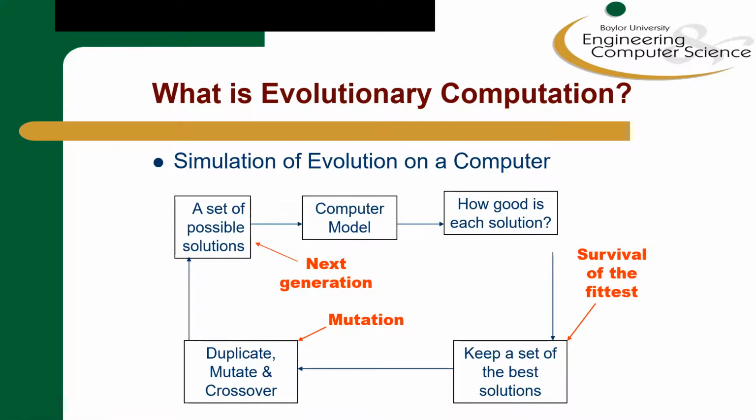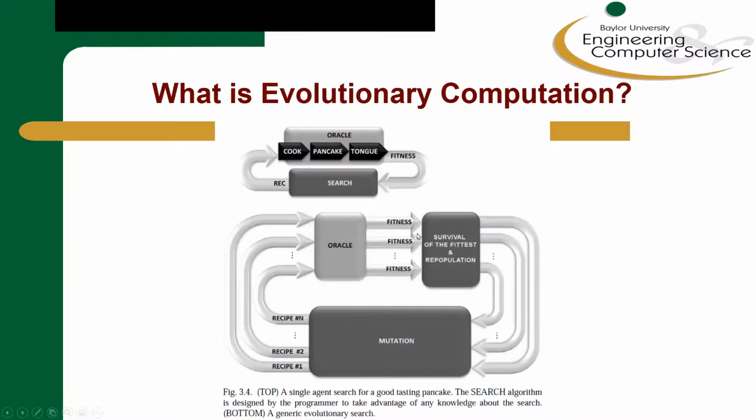Okay, here's an example of the cooking of the pancake. Okay, we're cooking this pancake. So you have a mutation. Now, what does a mutation mean in cooking pancakes? Well, you might take the recipe and take one of the elements and change it a little bit. So instead of 6 pinches of salt, you use 5 pinches of salt, for example. Instead of 2 cups of pancake mix, you use 1 cup. So that's a mutation. And this can be done randomly.